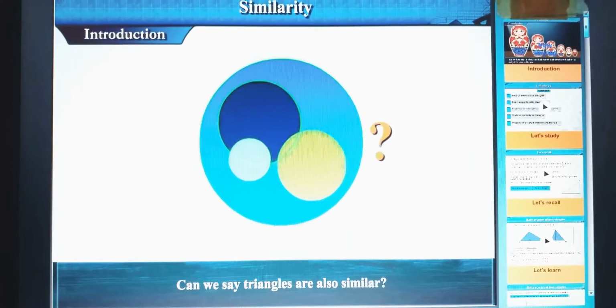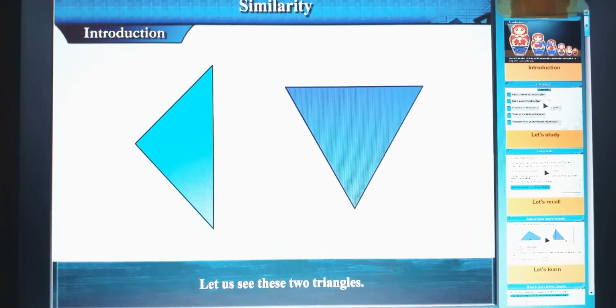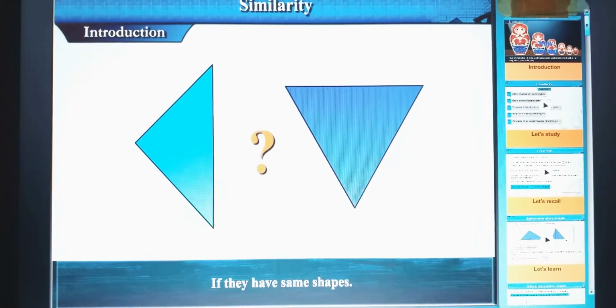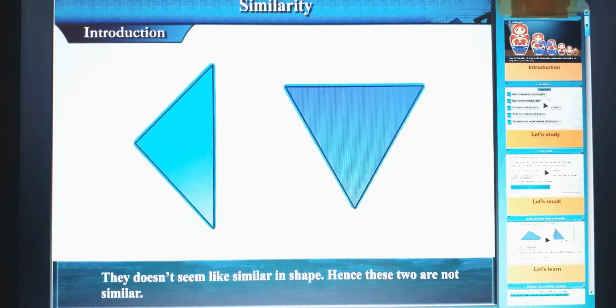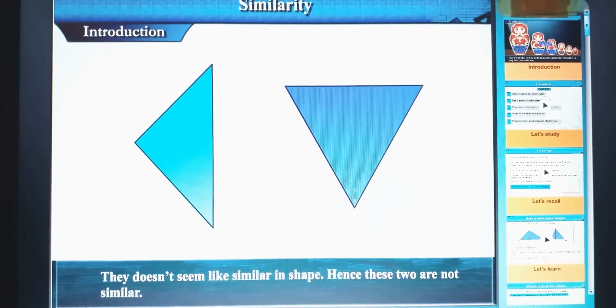Can we say triangles are also similar? Let us see these two triangles. When can I say that these are similar? If they have the same shape. They don't seem similar in shape. Hence, these two are not similar.